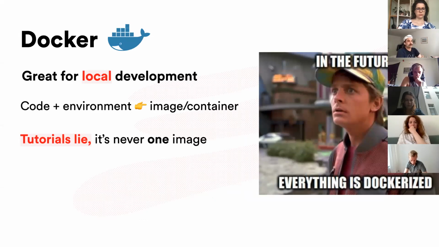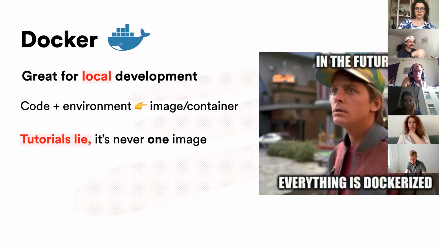The thing is that tutorials lie. What I showed you is very, very simple. If you Google Docker getting started, you will see something like that. The thing is, it's a big lie. If you need to run a production application, you never have one image and one container. Okay, because let's talk about Rails.